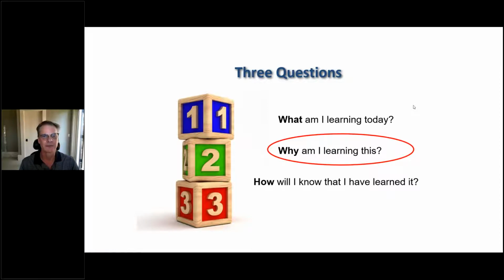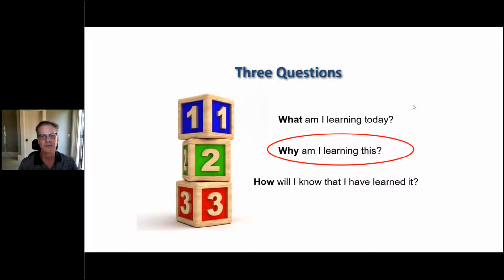Why am I learning this? Relevance. When students see relevance in their learning, they are 14 times more likely to engage in the task we give them. And how do I know I learned it? What does success look like?